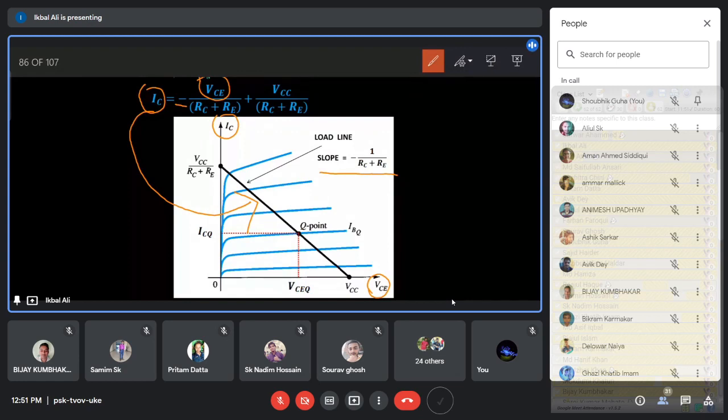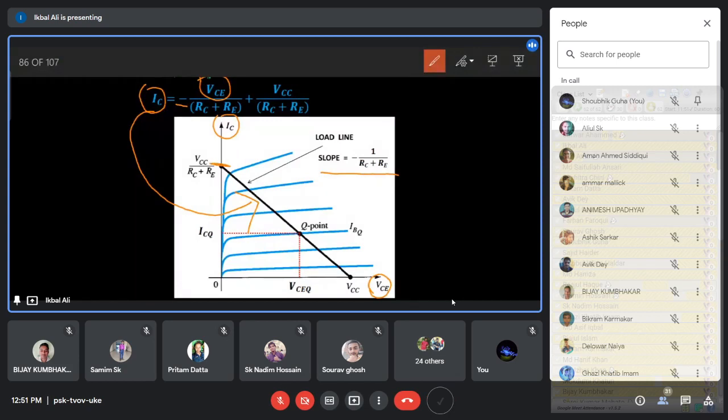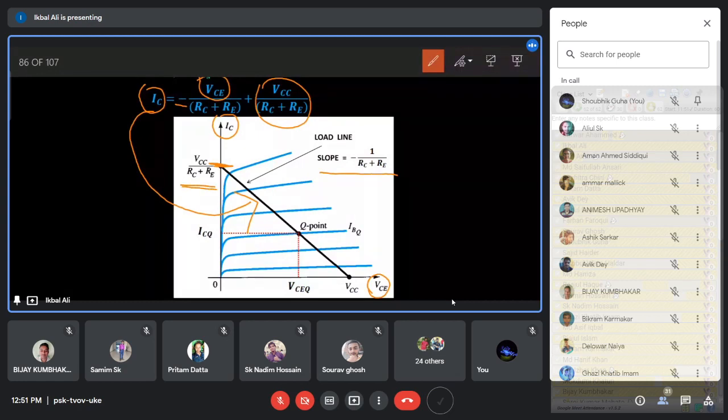And what is the intersection of this straight line with the y-axis, that is the IC axis? This point is the magnitude C, y equal to mx plus C. So this C is the magnitude of that intersection point. That is why it is VCC by RC plus RE. So this is actually the plotting of the straight line over the IC versus VCC coordinate axis, with the slope of minus 1 by RC plus RE.